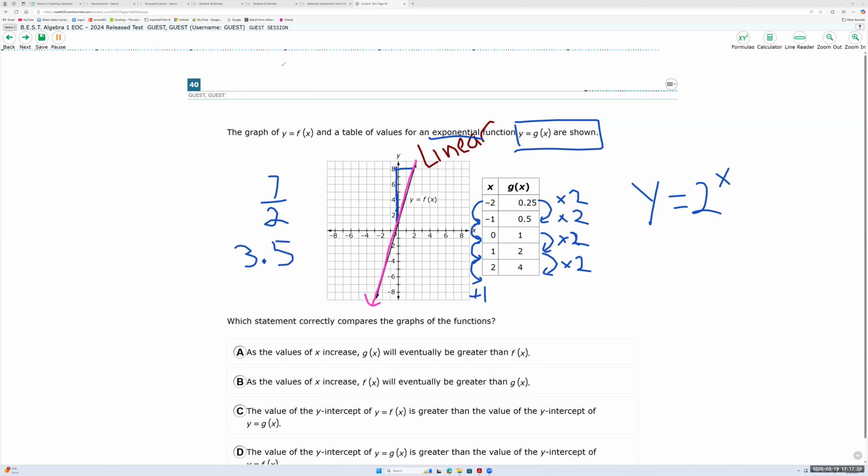And now my exponential function, I'm going to start in this light green. So when x is -2, y is 0.25, right there. When x is -1, y is half, so in between 0 and 1. When x is 0, y is 1. They have the same y-intercept. When x is 1, y is 2.